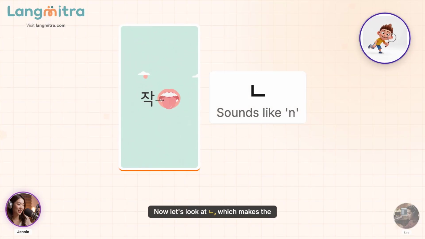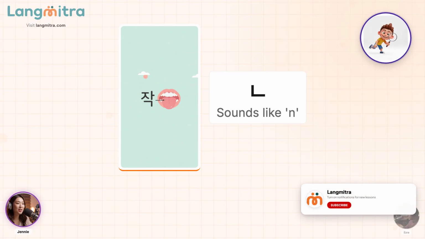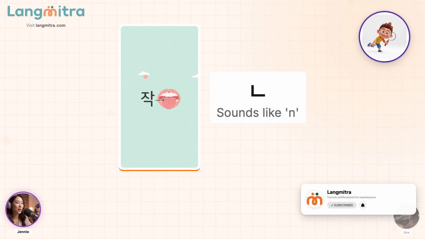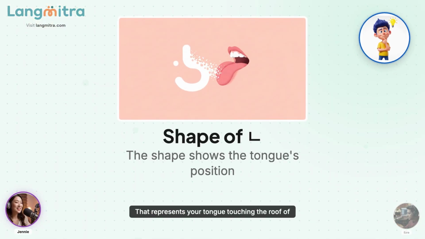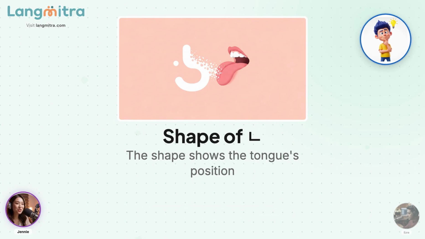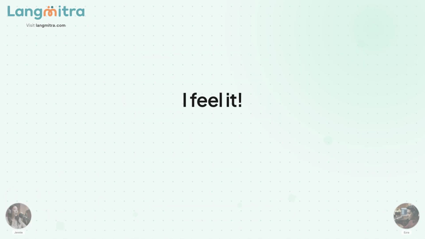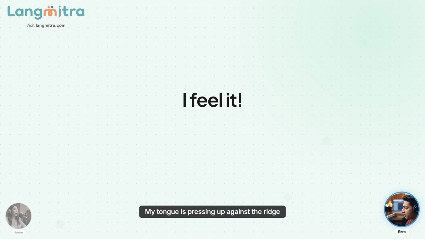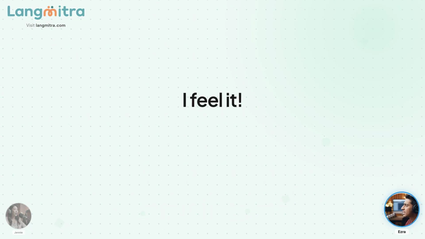Now let's look at n, which makes the n sound. See how it looks like an L shape? That represents your tongue touching the roof of your mouth, right behind your teeth. Try saying no and feel it. No. Yes, my tongue is pressing up against the ridge behind my teeth.